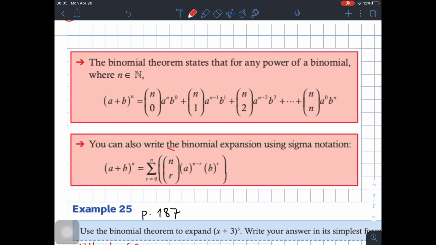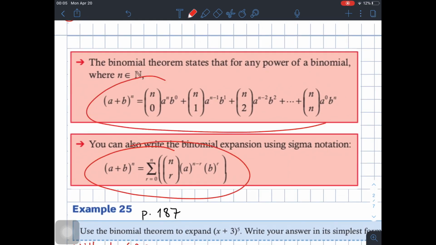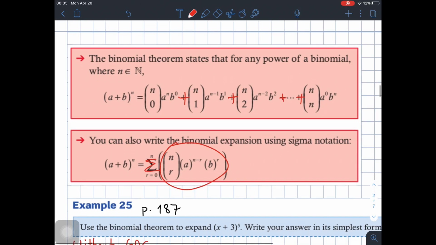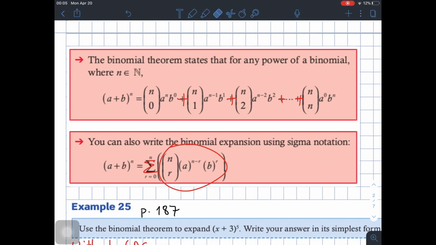Okay, this is another way of writing this same thing. You see that we're adding all of the terms, adding. So we can generalize this using the sigma notation of this. Okay, and we're gonna see next class how we apply this in order to solve problems.